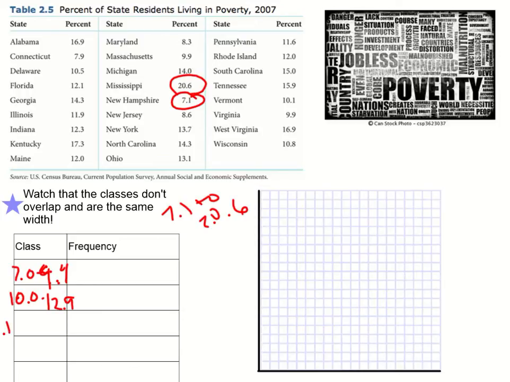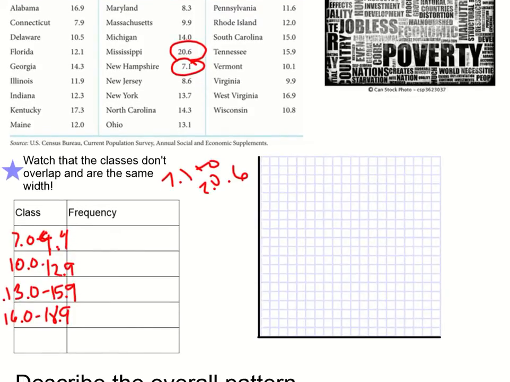My next one is 13.0 to 15.9. Then 16.0 to 18.9. Then my last one is going to be 19.0. It's going to go up to 21.9. Maybe write that one again too.